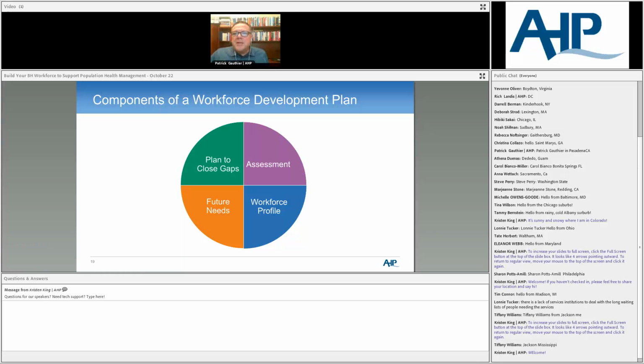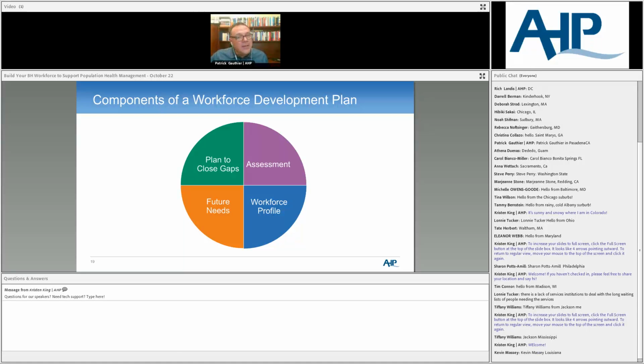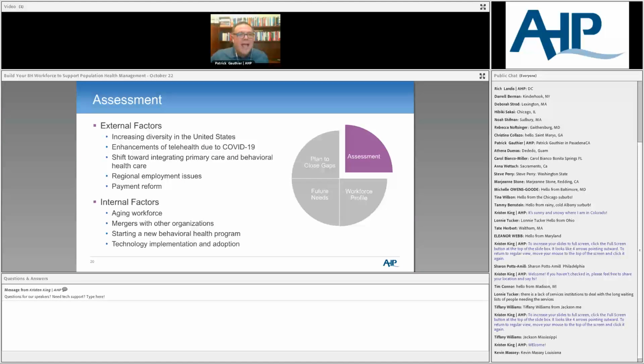This is a tool and a resource that is going to allow you to look comprehensively across what it is you're doing today, what it is that you have in place today, what it is that you will need in the future, and how you can plan to close those gaps. So let's take a look at the assessment.